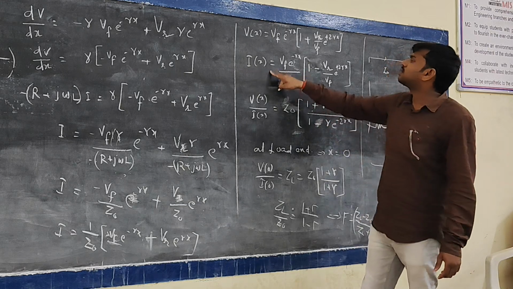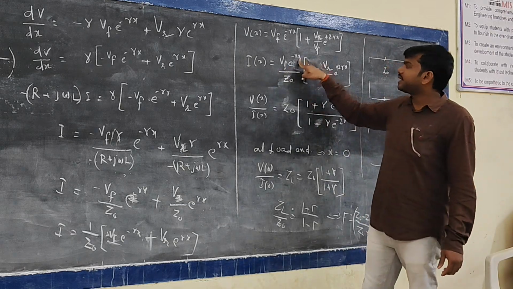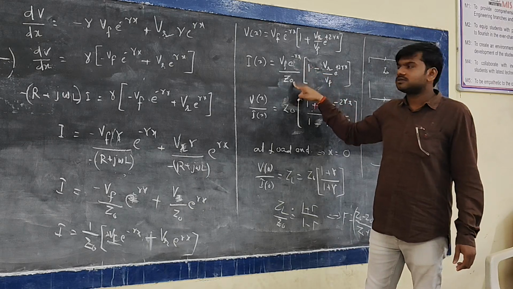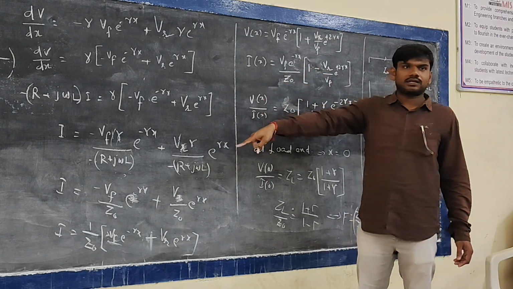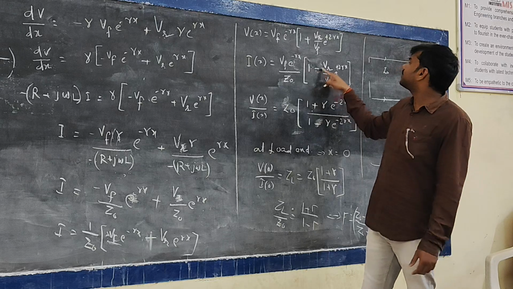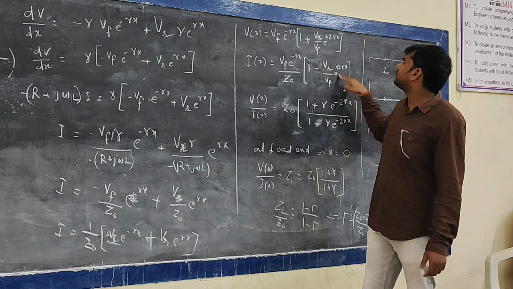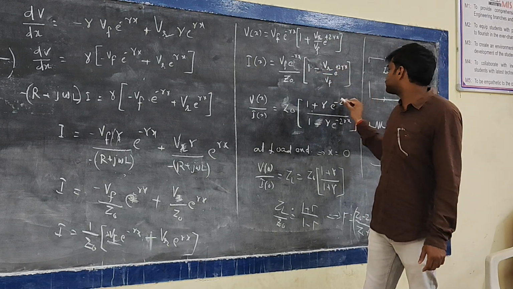Yes. I of x equal to Vf into e power minus gamma x by Z naught. Why? Because I am taking the current equation. It should be 1 minus Vr by Vf into e power plus 2 gamma x.